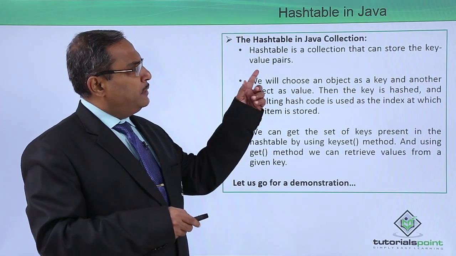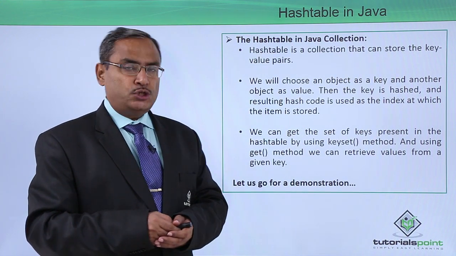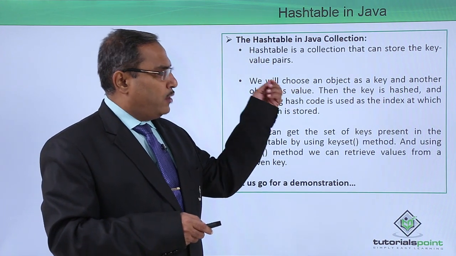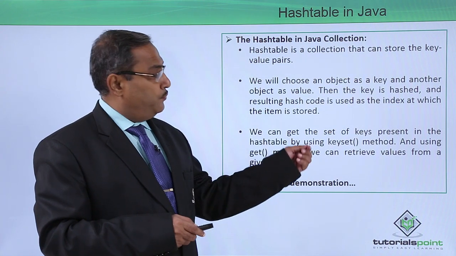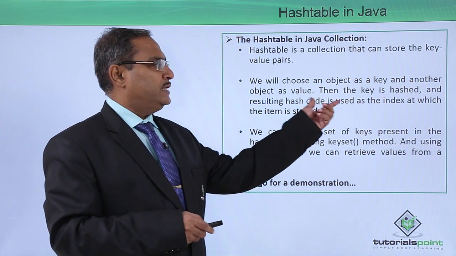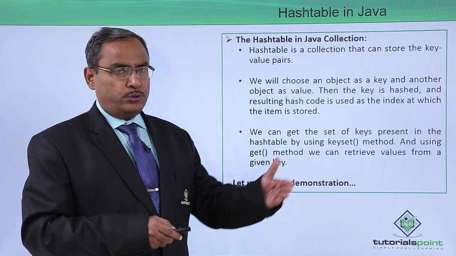The hash table in the Java collection. The hash table is a collection that can store key value pairs. We will choose an object as a key and another object as a value, and then the key is hashed and the resulting hash code is used as the index at which the item will be stored.